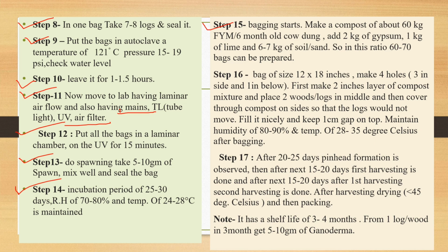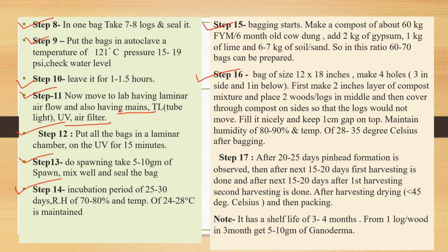Now bagging takes place. Take a black mushroom bag of size 12 into 18 inch, make 4 holes, 3 inside and 1 below. First make 2 layers of compost mixture and place 2 wood logs in the middle, and then cover with compost on all the sides so that the log would not move. Fill it nicely and keep 1 cm gap on the top, that is, 1 cm of wood log can be seen through all sides. Give water at the top to provide moisture.